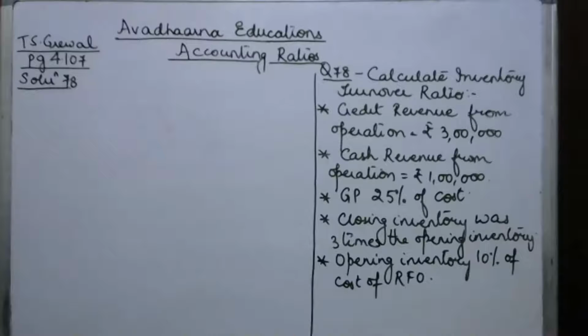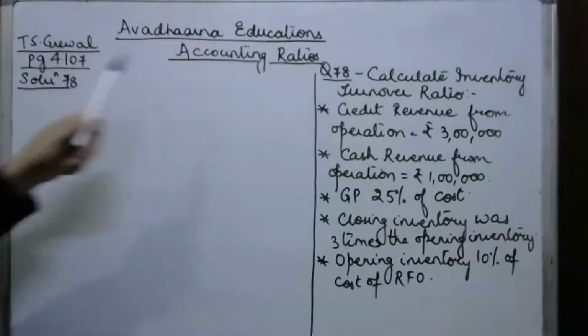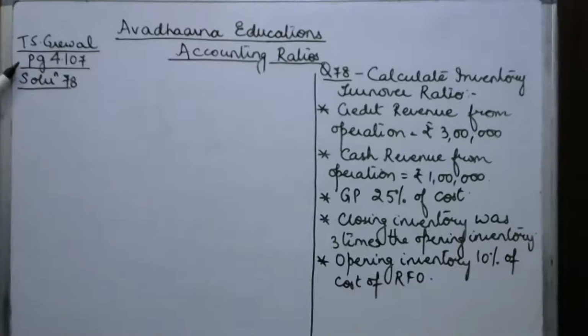Now the next problem which we are going to take is question number 78, given on page number 4.107 from the book T.S. Grewal 2020 edition.